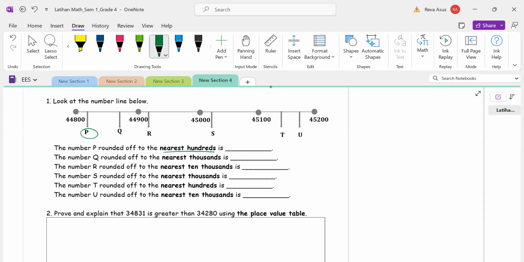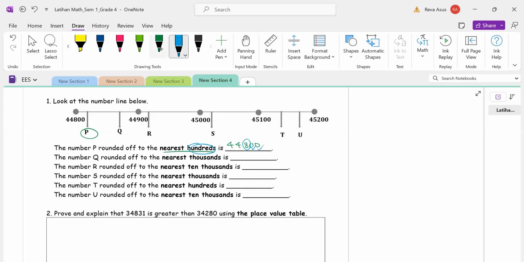P is closer to 44,800. The question is to round it off to the nearest hundred. Where's the hundreds? If this is the hundred, then the rest after the hundred, the tens and the ones, must be 0. And it's already the answer.